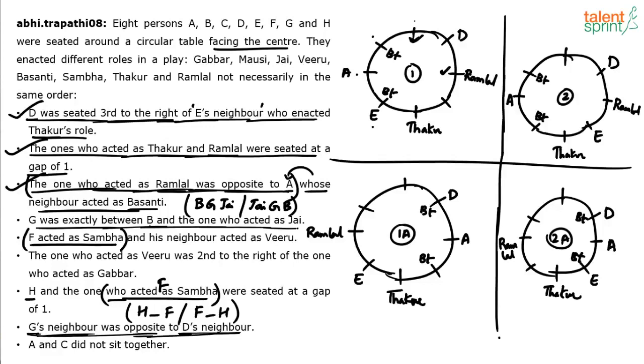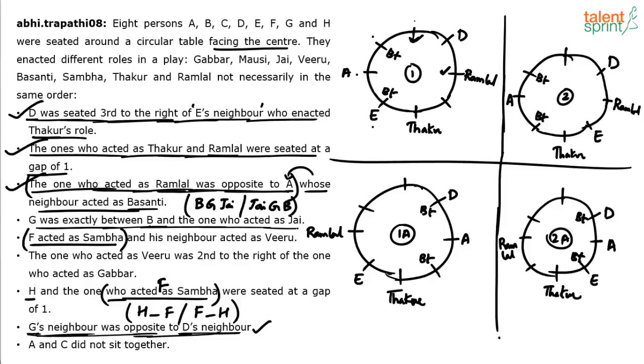I mean, you're getting it. G's neighbor was opposite to D's neighbor. So these are D's neighbors. These are the opposite positions for G's neighbor. You understand my point? For example, if you take this tick mark, the opposite position is this. This was G's neighbor. This is a very, very important point. I think let's use this because it'll give us two positions for G. I'm using this point now.